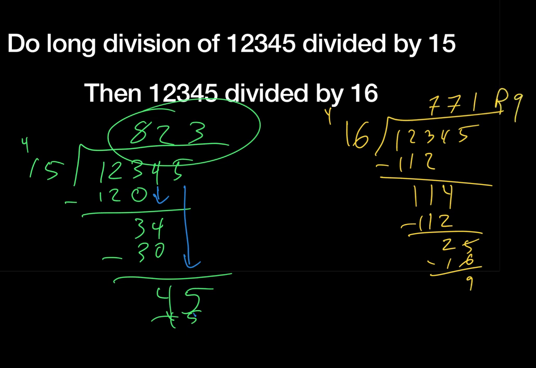Remember doing that way back in the day? You're like 9, remainder of 9. But really what I would do, my answer would be 771 and 9/16, because it was 9 out of 16. And then later on, we did this as an improper fraction, 12345 over 16. That would be an improper fraction, and then we made that into a mixed number, which is that.